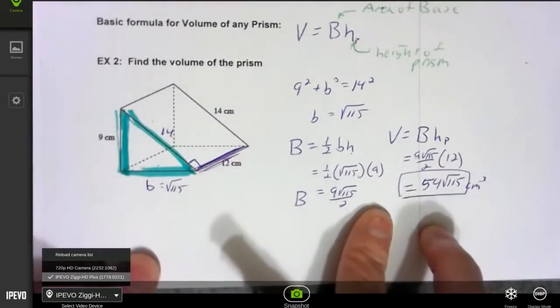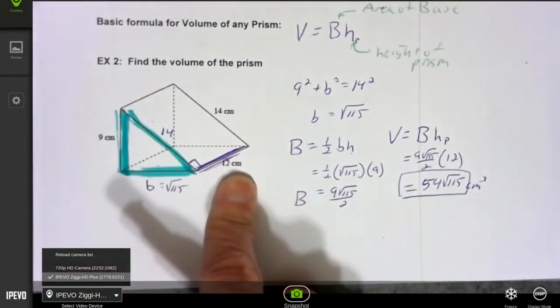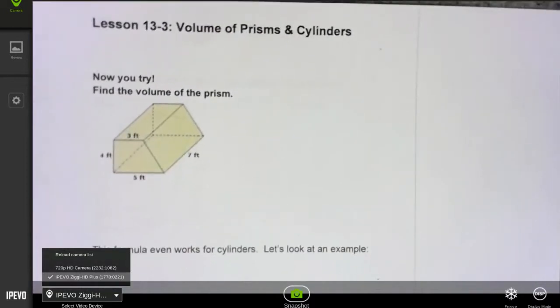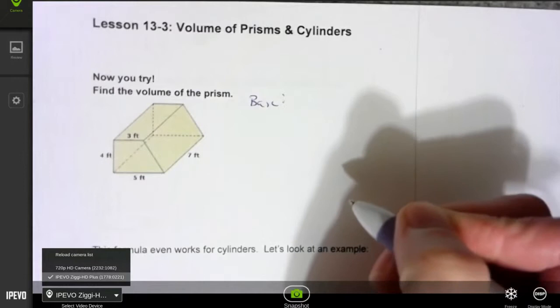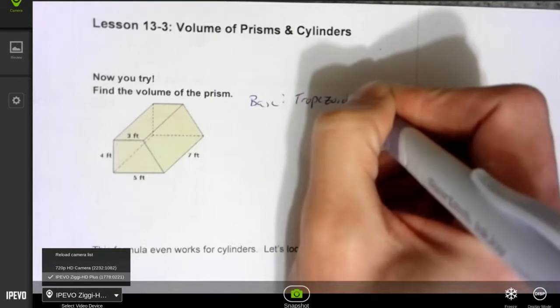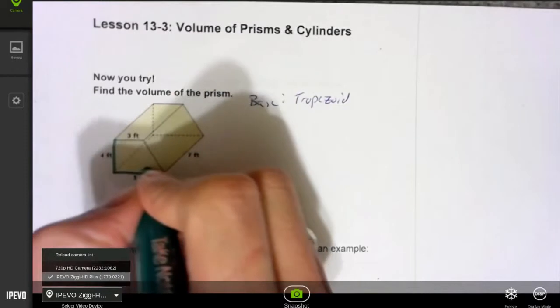So really what I need you to take note of is to find out what shape your base is, and find the height of the prism. Okay, let's try another problem. In fact, you try this one, see what you come up with. Think about what your base is, and then think about the height. So first question I'm going to ask you, what shape is the base? So hopefully you said the shape of the base is the trapezoid. Okay, so all the other sides are rectangles.